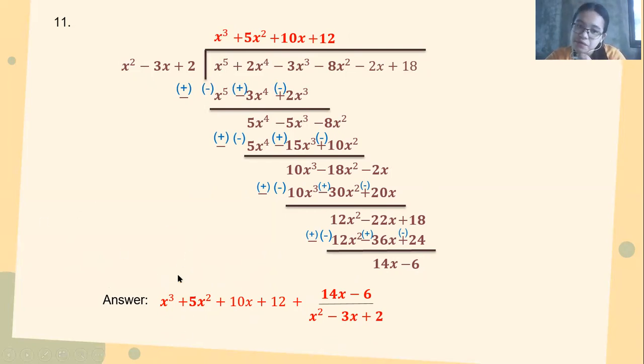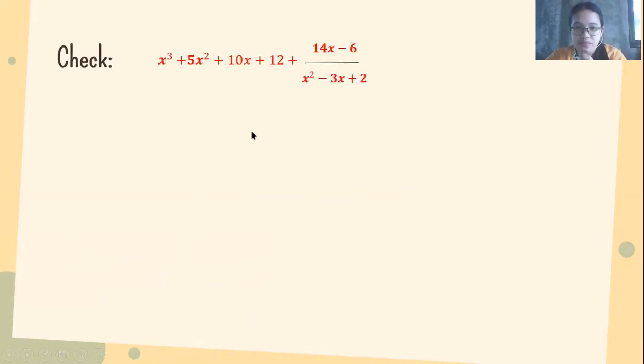So to know if our final answer is correct, let's check. So ito yung way or ito yung process ng pag-check ng ating answer. So, yung final answer natin, ito yung ating quotient kanina, the remainder and the divisor. So, yung gagawin natin dito, yung ating quotient at yung ating divisor, ay i-multiply natin. Plus, yung ating remainder, which is 14x minus 6.